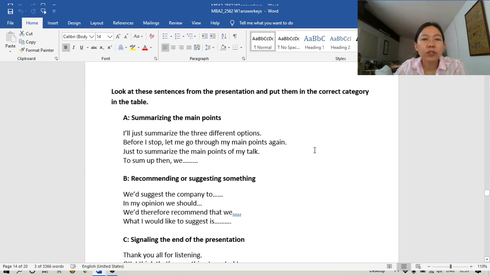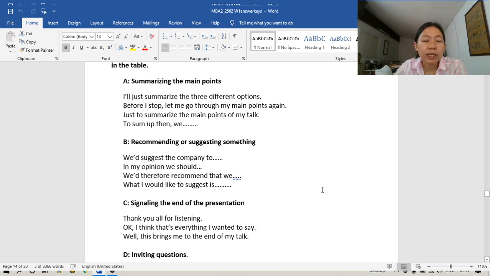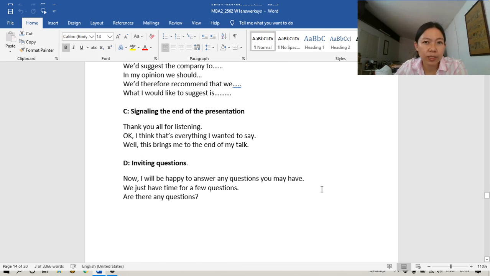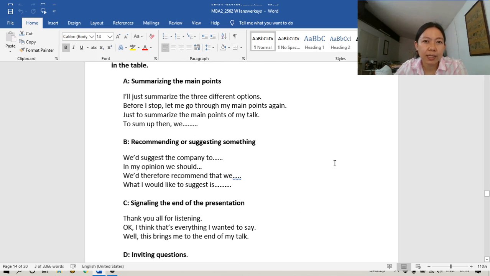Next, I have asked you to look at different sentences and put them into the correct category. So there are 4 categories. The first one is summarizing the main point. Second one, recommending and suggesting something. Next, signaling the end of your presentation, and then inviting questions. So here are the answer keys. First, summarizing the main point.